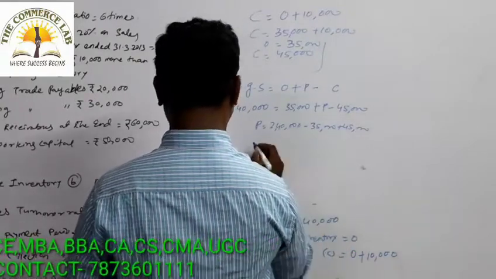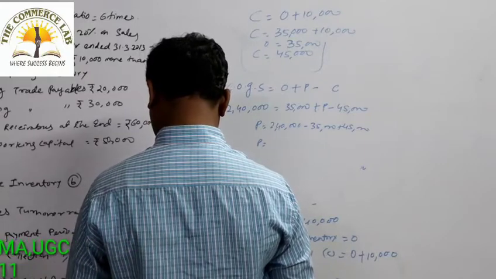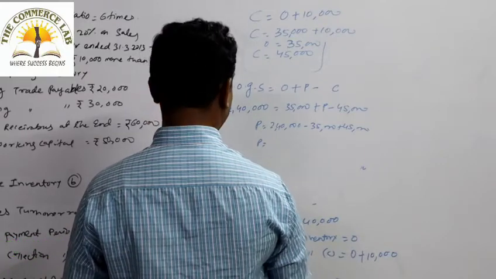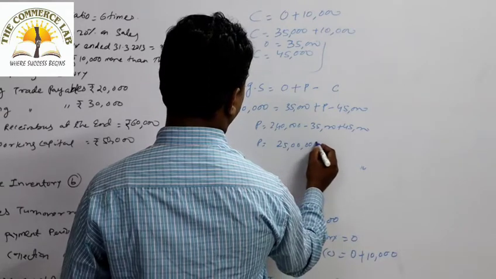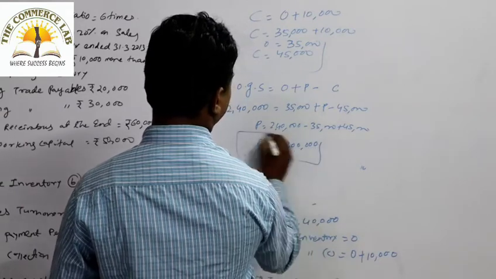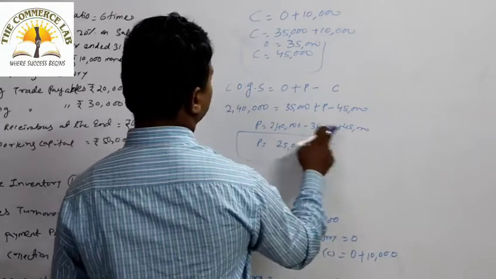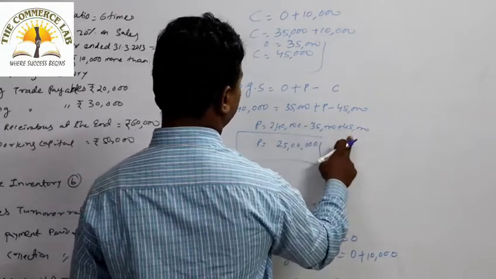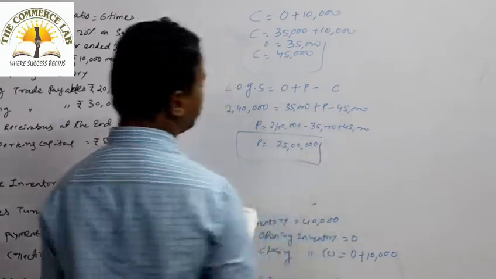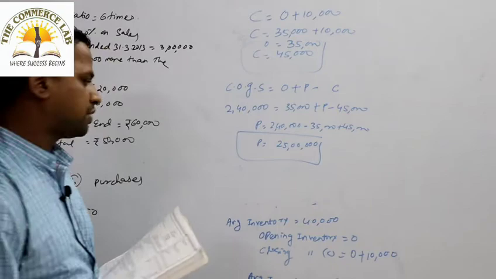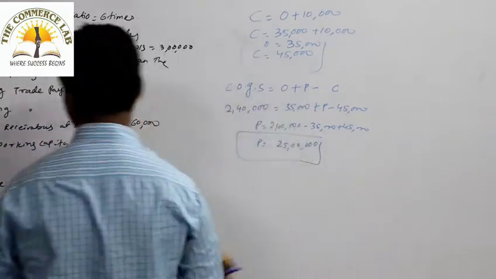So ultimately how much purchases will you get? The purchases will be 2,50,000. So this is the purchases you got. This is minus 35 plus 45, that is plus 10,000. So 2,40,000 plus 10,000, that is purchases of 2,50,000. So the second bit is also over. What is the second bit? It was purchases.